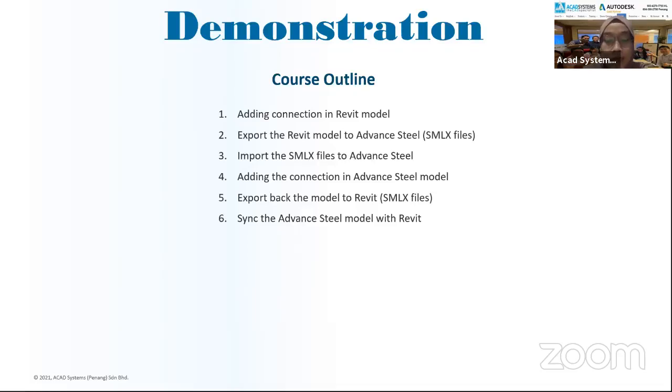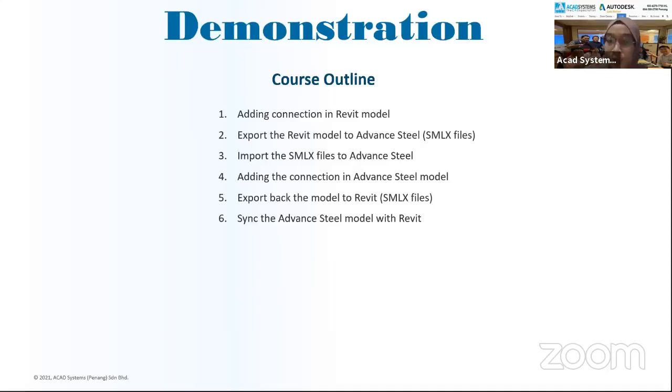I have already created a steel structural model in my Revit, and I'm going to add the connection in the model. After we have done with the connection, we're going to export the Revit model with the connection to Advance Steel. To export them, we're going to export into SMLX files, and then import the SMLX files to Advanced Steel. In Advanced Steel software, we're going to do some changes, which is we're going to add some connection and so on in the Advanced Steel model.